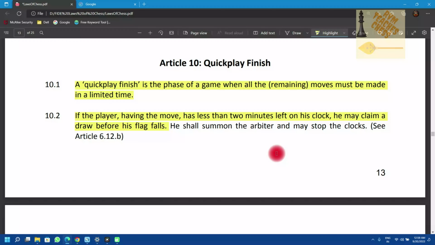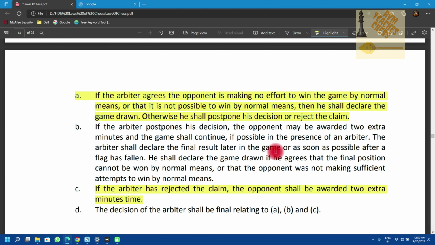But on what grounds? On the grounds that the opponent is making no effort to win the game by normal means, or that it is not possible to win by normal means, then the arbiter shall declare the game drawn. Otherwise, he shall postpone his decision or reject the claim. Which means, say you have reached a closed position where no progress can be made. The pawns are stuck and only the pieces can move here and there.